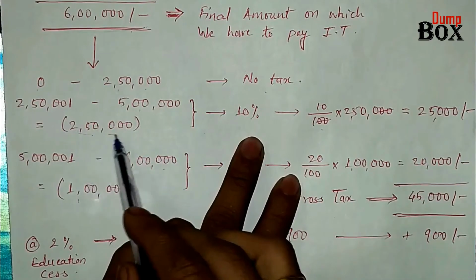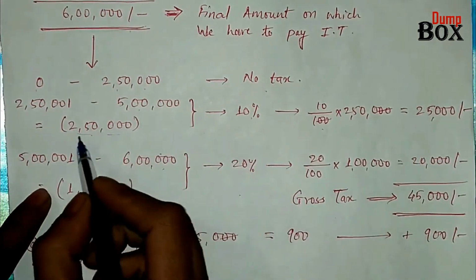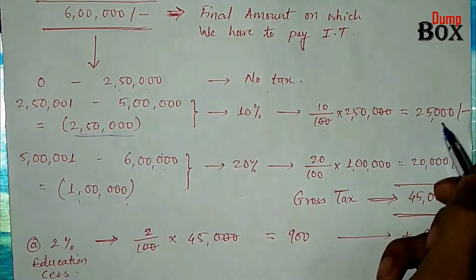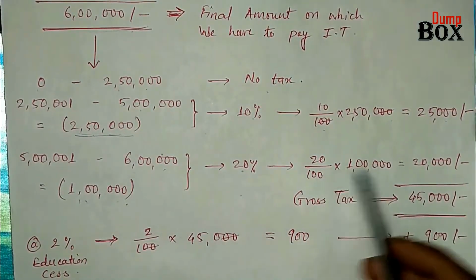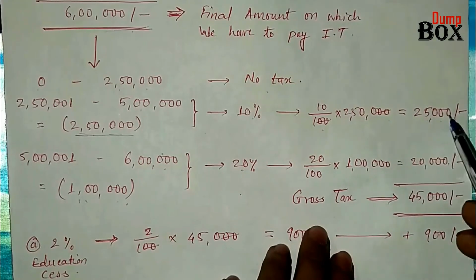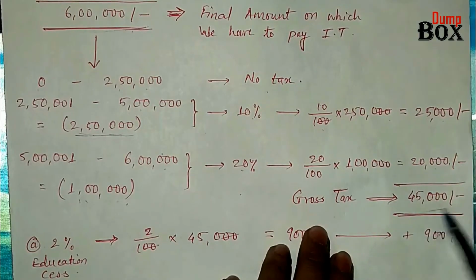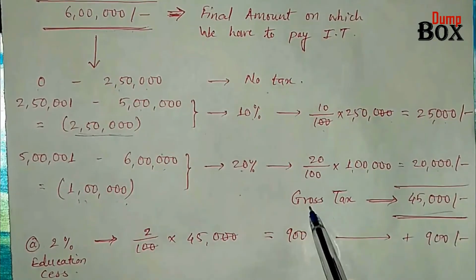10% of 2.5 lakhs is 25,000, and 20% of the 1 lakh, that is 20,000. So 25,000 plus 20,000, that is total 45,000. This is the gross tax.